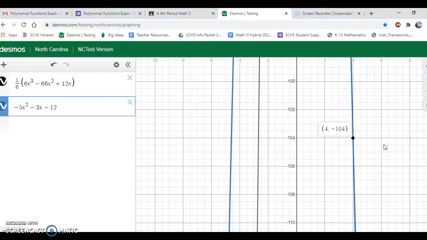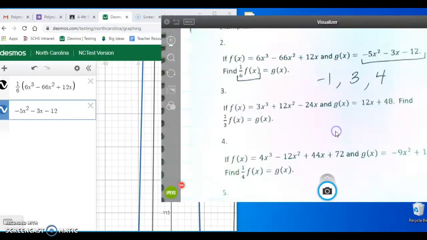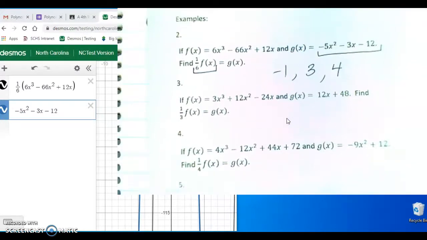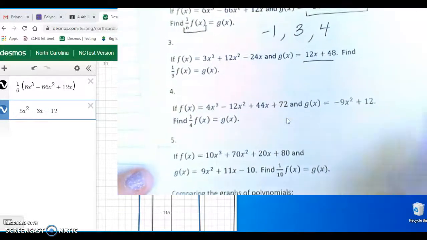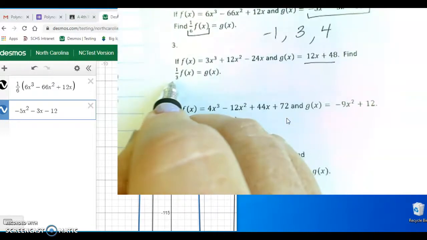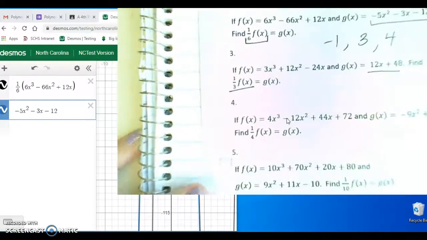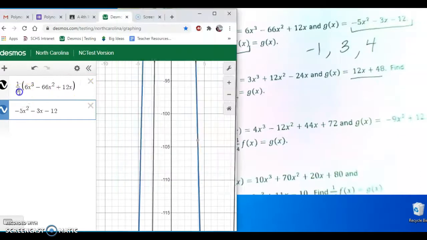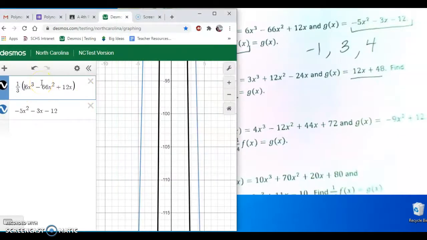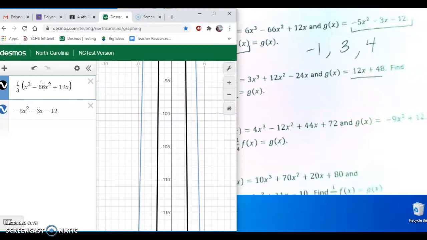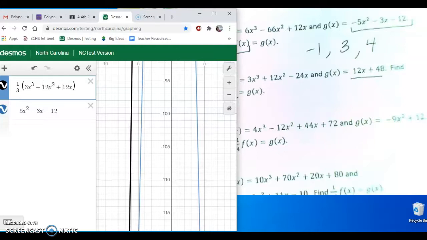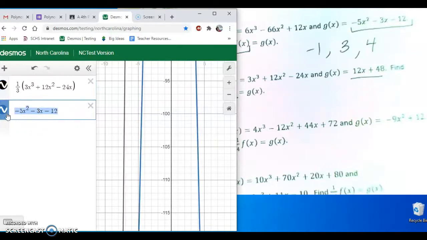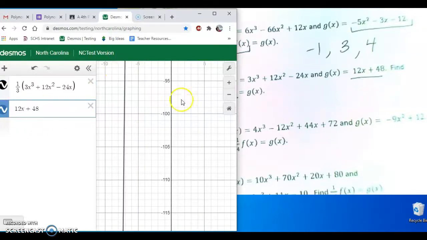Okay? So let's look at number 2. I'll make that small again, and let's look at number 3. So we're going to put 12x plus 48 into one thing, and we're going to put 1/3 and then f of x in the other thing. So we'll put 1/3 and then 3x to the 3rd plus 12x squared minus 24x in one thing, and then 12x plus 48 in another thing.